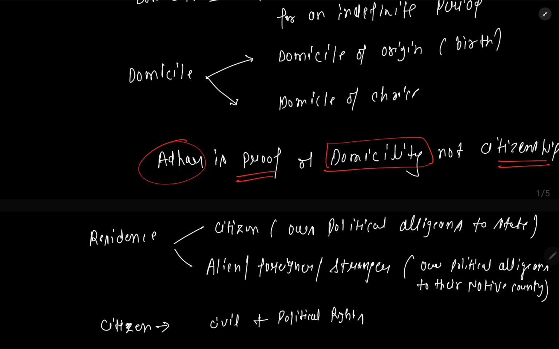Clear? Where you are residing, and where you have the intention to reside more, that is the domicile. It is reflected or shown by the Aadhar. So Aadhar is the proof of domicile, but it is not the proof of the citizenship. Clear? So this you should know.